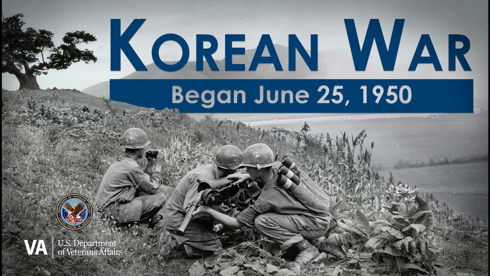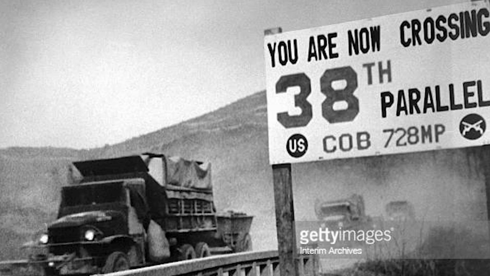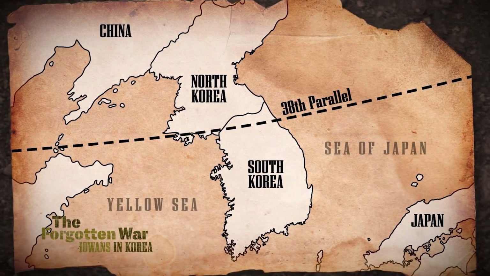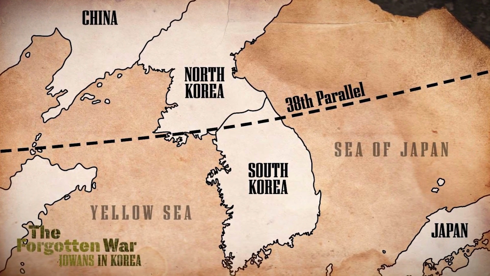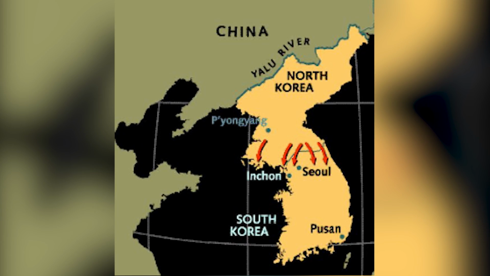The war began on June 25, 1950, when North Korean forces crossed the 38th parallel, which had been established as a boundary between the two Koreas after World War II. The North Koreans quickly overran much of South Korea, and by August, they had captured the capital Seoul.